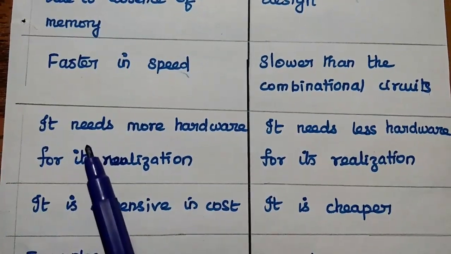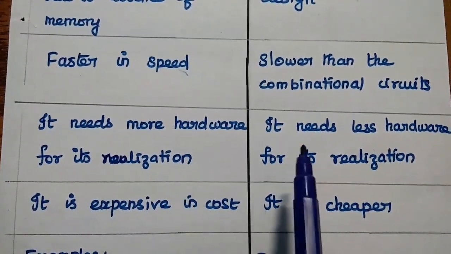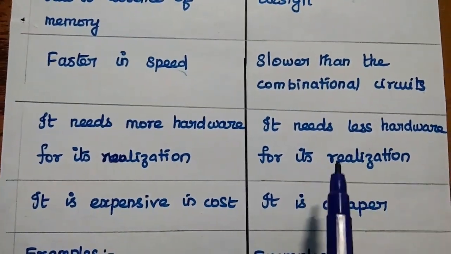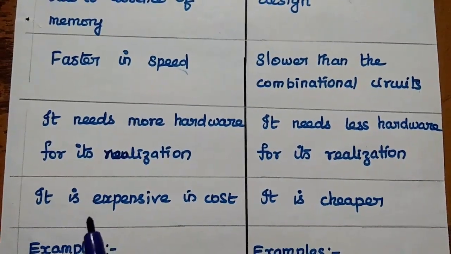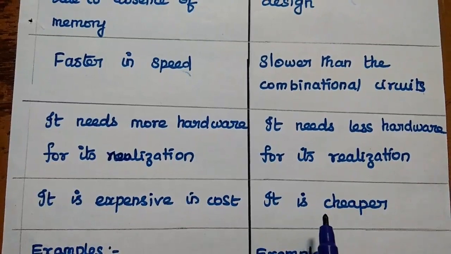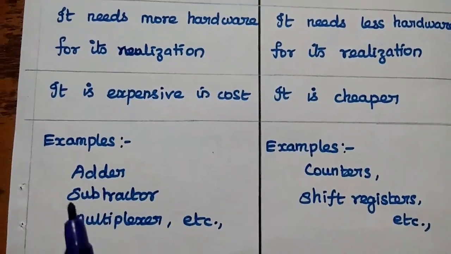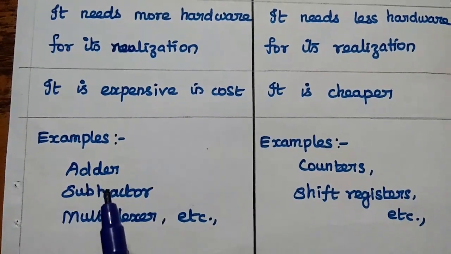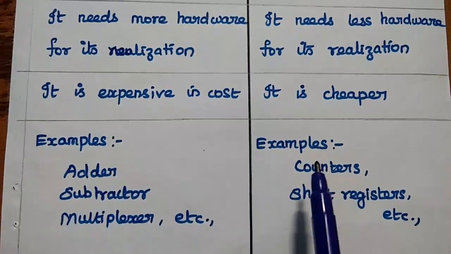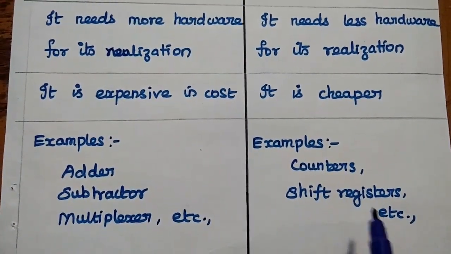The combinational circuits need more hardware for their realization. The sequential circuit needs less hardware for its realization. It is expensive in cost. The sequential circuit is the cheaper one. Examples for the combinational circuits are adder, subtractor, multiplexer, etc. The examples for sequential circuits are counters, shift registers, etc.